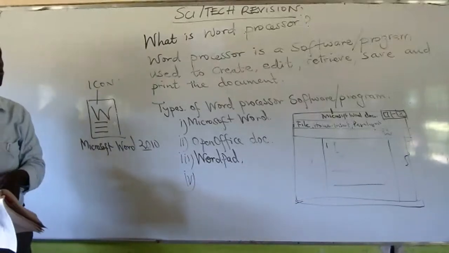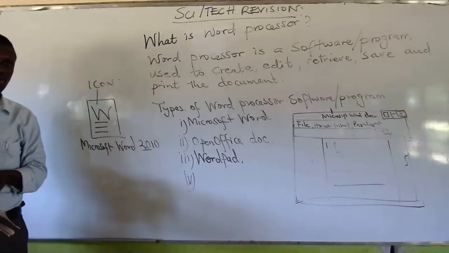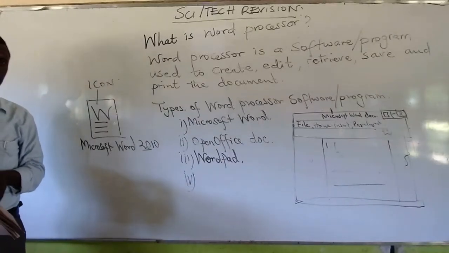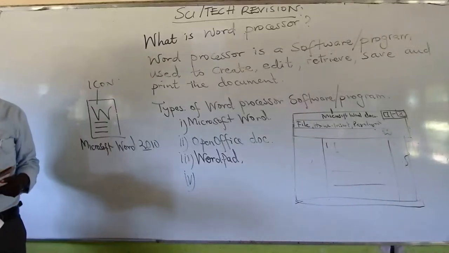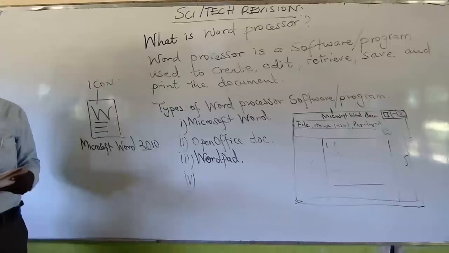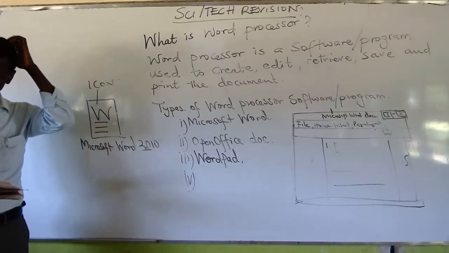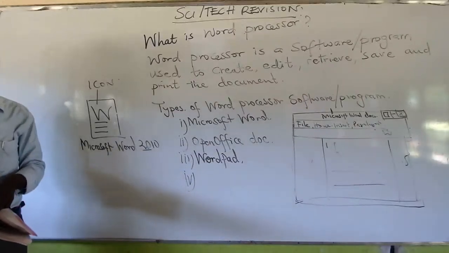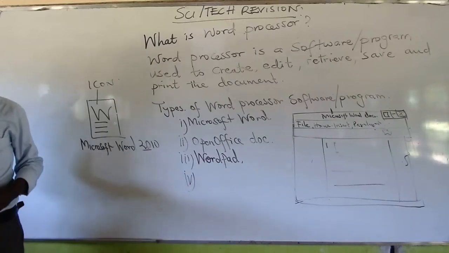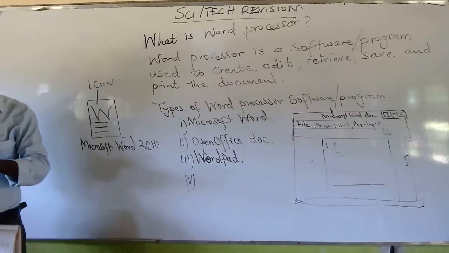Now, when you want to edit, you put your insertion point, you highlight a text, and if you need to remove a text or a letter, you put the cursor there using your mouse, using the insertion pointer. You can press the backspace. Not only the mouse, you can use the keyboard also. You can use the delete key to edit. The delete key is used to erase words or documents.